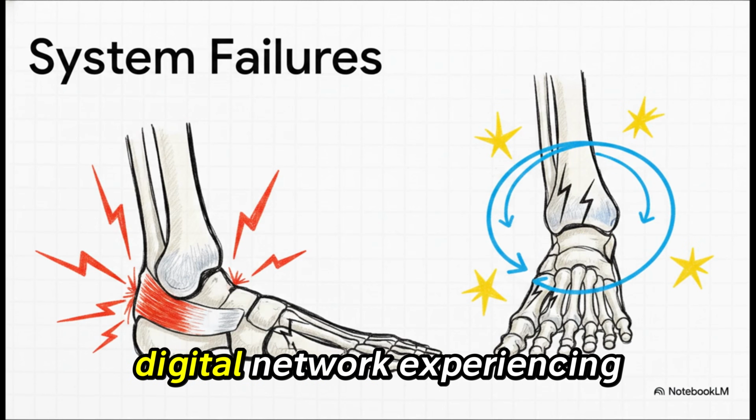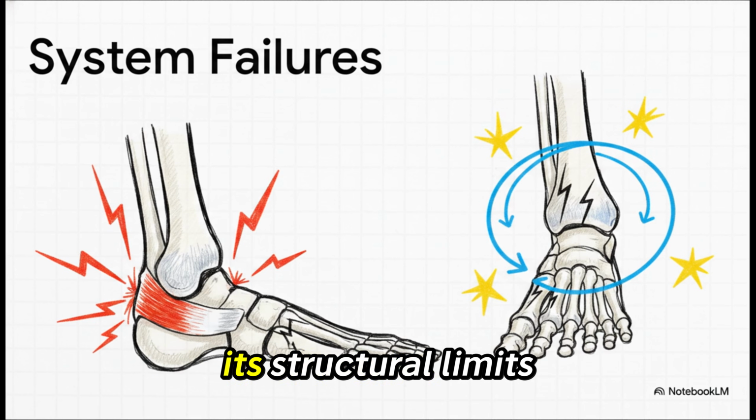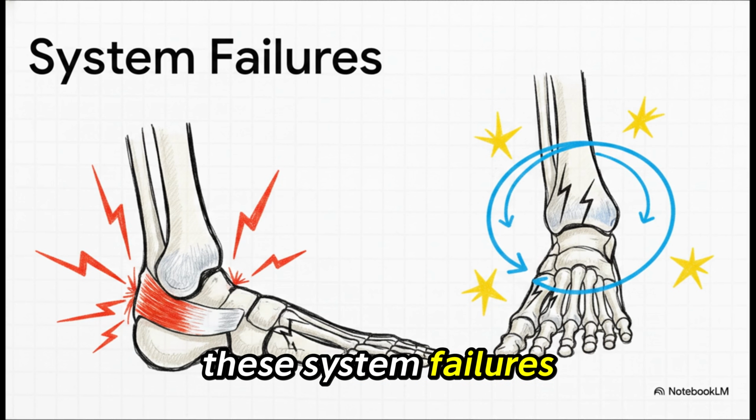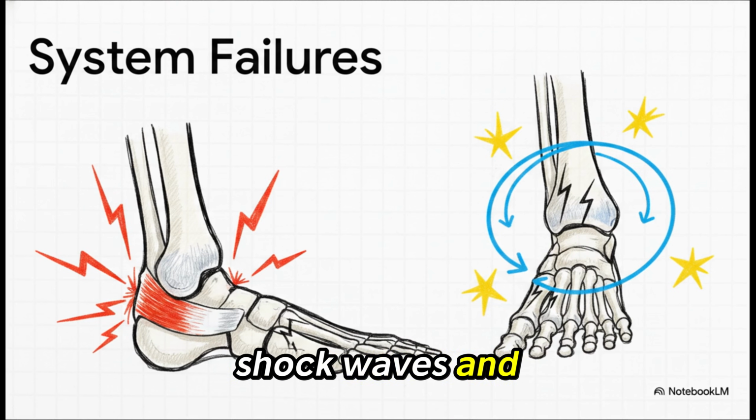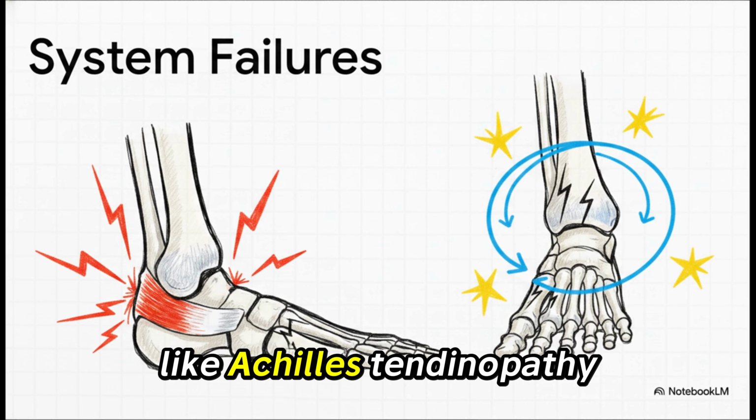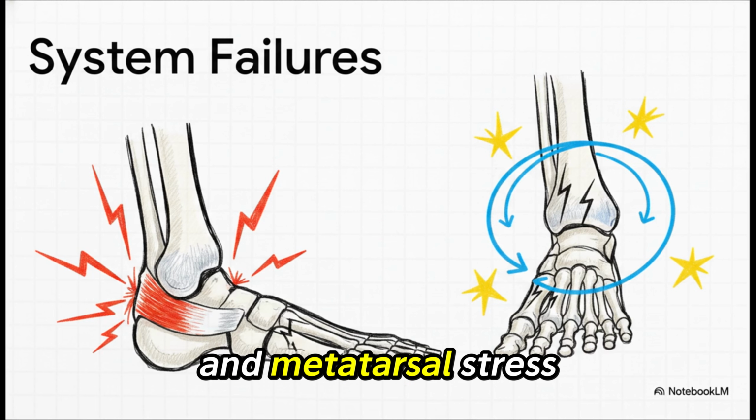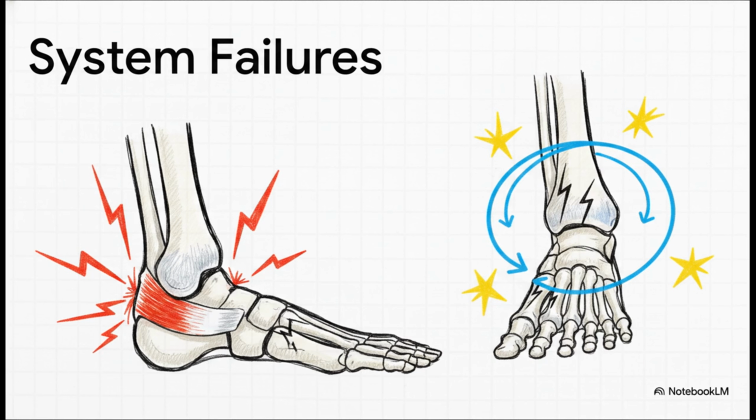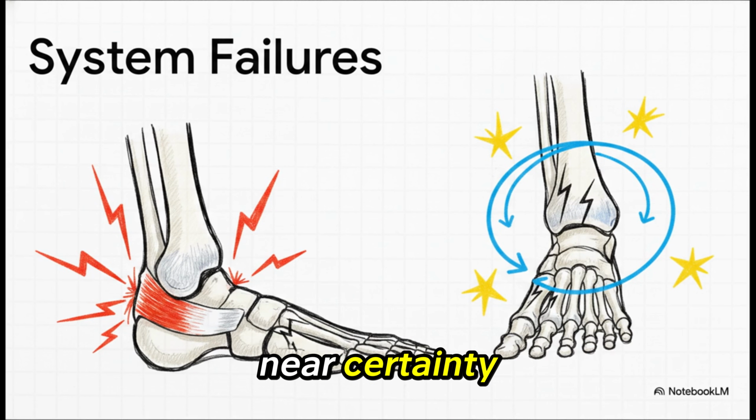But, just like a digital network experiencing way too much jitter, the human hardware can completely break down when its structural limits are pushed too far. As Dr. Christophe Delong highlights, these system failures manifest as pretty severe pathologies. All those continuous shock waves and that extreme tension lead to things like Achilles tendinopathy, tibial periostitis, which you probably know as shin splints, and metatarsal stress fractures, where the bones of the foot just simply crack under the repetitive force. Without proper conditioning, chronic ankle instability is basically a near certainty.